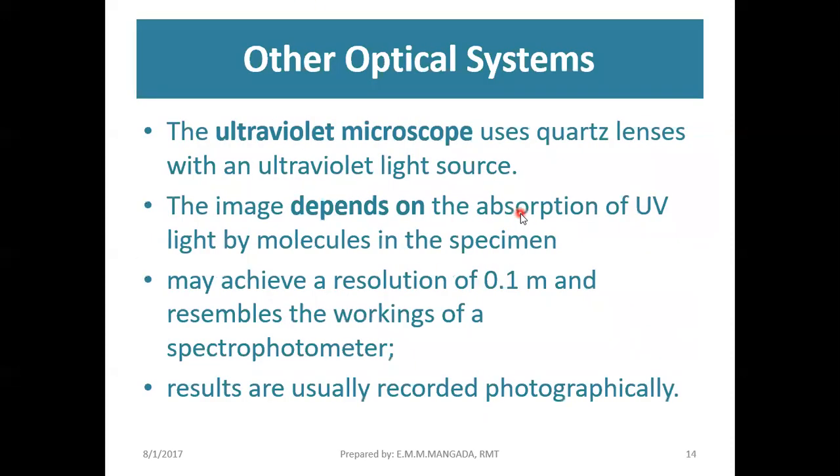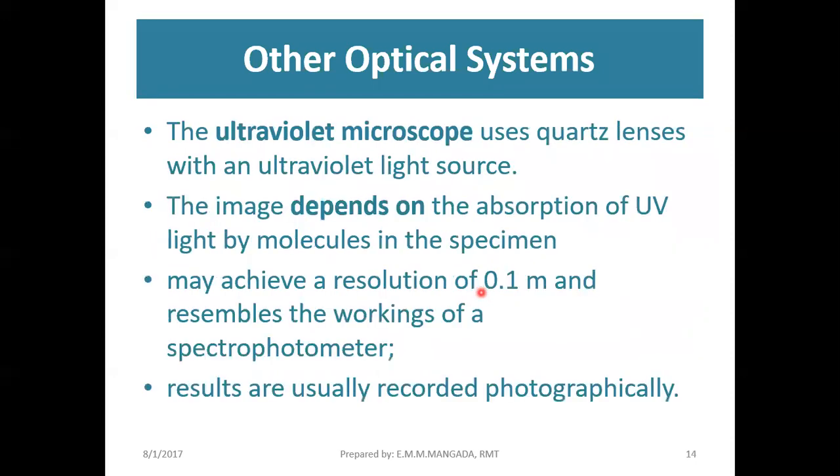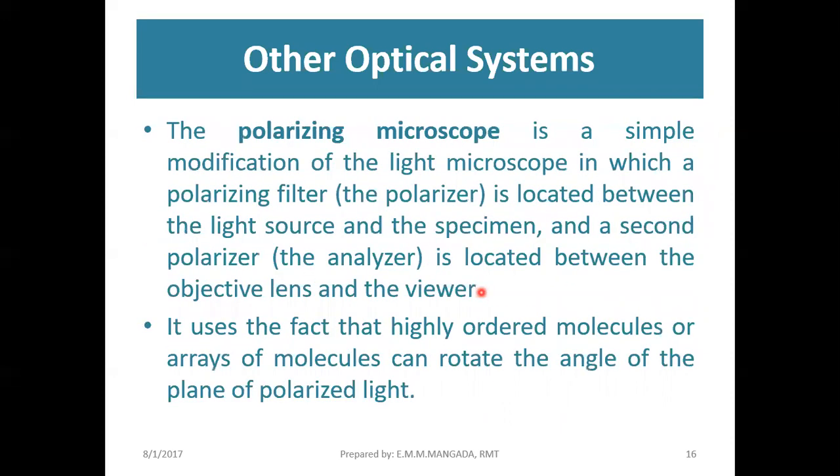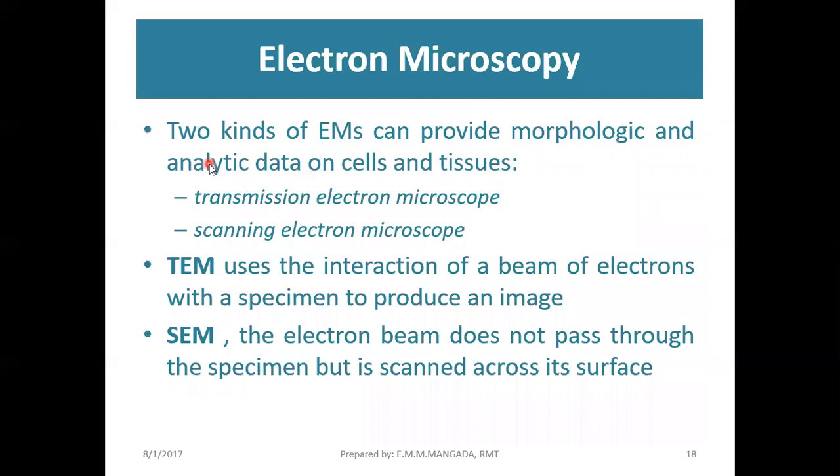And then other optical systems such as your confocal scanning microscope provide us a 3D image of our specimen, and it's also capable of dissecting the specimen optically. Then we also have the ultraviolet microscope and the polarizing microscope. Under your polarizing microscope, we can observe crystals. This is a picture of uric acid crystals under your polarizing microscope. So again, those are under your light microscope.